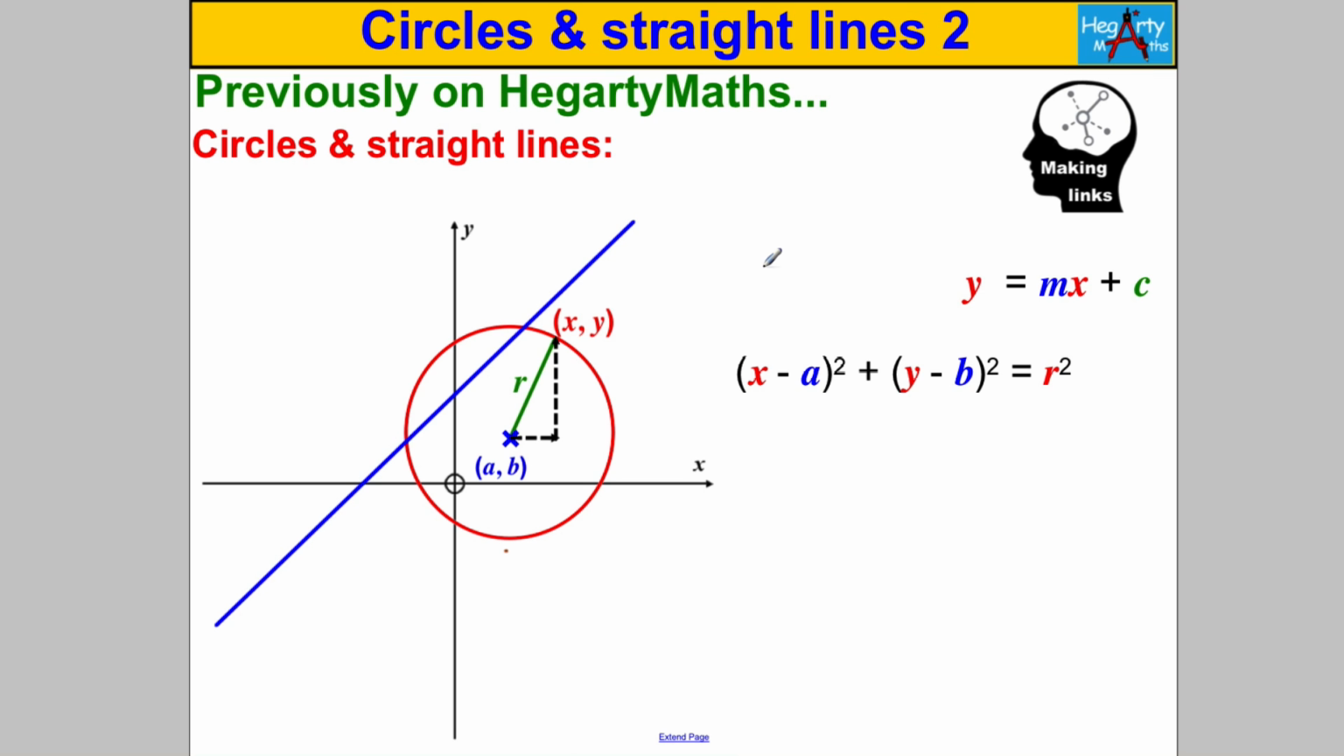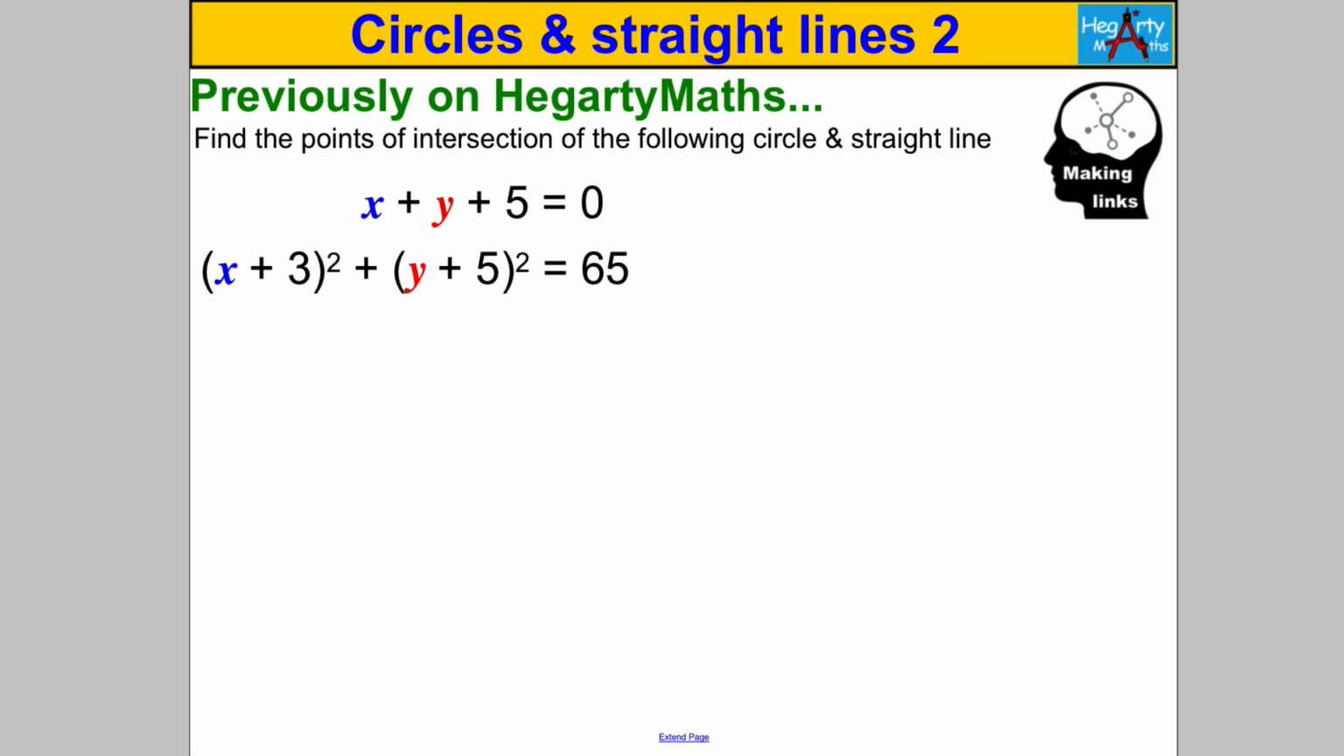The next thing we need to talk about are circles and straight lines. Now, the general equation of a straight line is y equals mx plus c. The general equation of a circle is x subtract a all squared plus y subtract b all squared is equal to r squared. And in the previous video, we worked out where they intersected, which was here and here, by solving two simultaneous equations and the technique of substitution. So by way of a warm-up for that, I'd like you to practice the following question. Find the points of intersection of the following circle and straight line. Pause the video and double check you can do that.